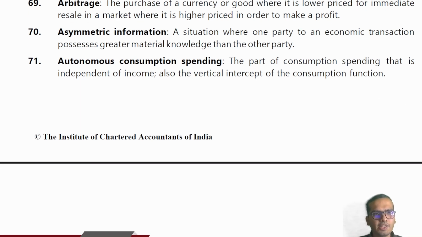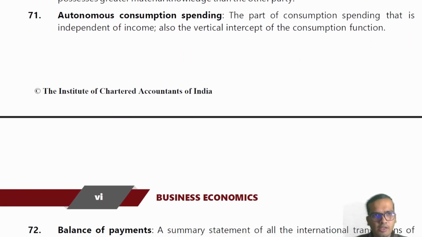Then comes number 70, asymmetric information. So a situation where one party to an economic transaction possesses greater material knowledge than the other party. Then comes number 71, autonomous consumption spending. So the part of consumption spending that is independent of income, also the vertical intercept of the consumption function.